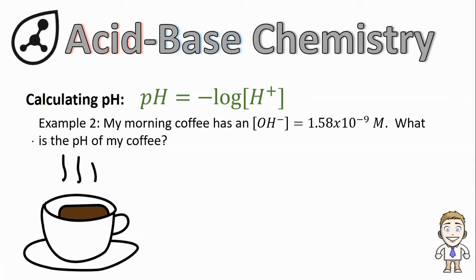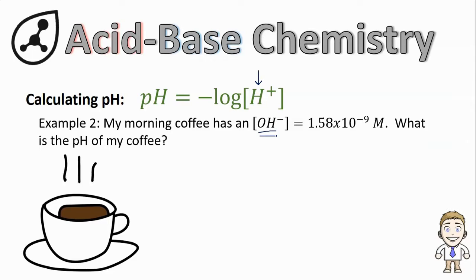Here's a second example that's slightly more challenging. It says that my morning coffee has an OH minus concentration of 1.58 times 10 to the minus 9 and asks for the pH. Now before we start this, remember that pH is the negative log of a very specific value, the H+ concentration, and this problem did not give it to me. It gave me the OH minus.